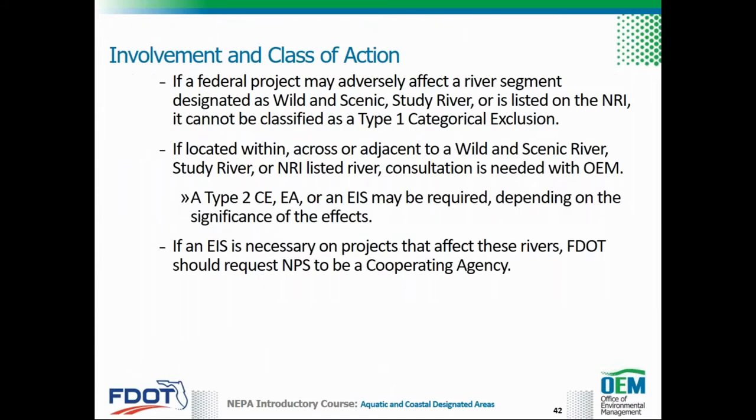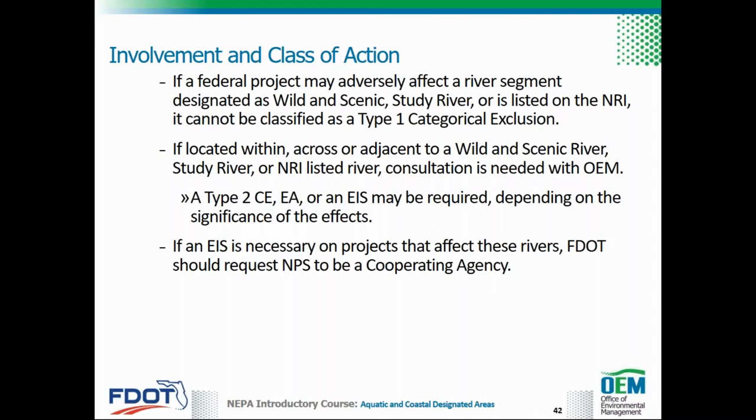If a federal project may adversely affect a river segment designated as wild and scenic, study river, or listed in the NRI, it cannot be classified as a Type 1 categorical exclusion. If a project is located within, across, or adjacent to a wild and scenic river, study river, or NRI listed river, consultation is needed with OEM to determine the appropriate class of action.